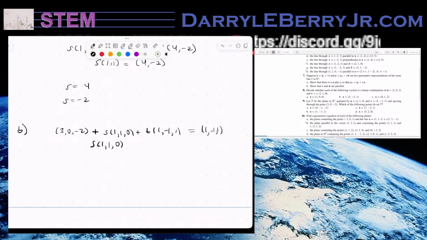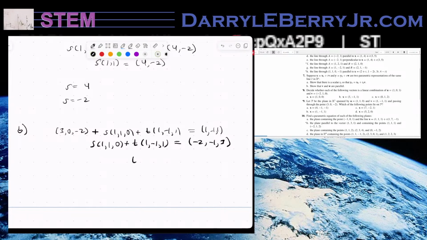1, 1, 0 plus t 1, -1, 1 equals -2, -1, and 3, like we had before. So now I need to solve for this. So a little bit more complicated. By the same token, though, we know that this 3 over here is not going to affect anything. So perhaps we could still do the same thing and say t equals 3.